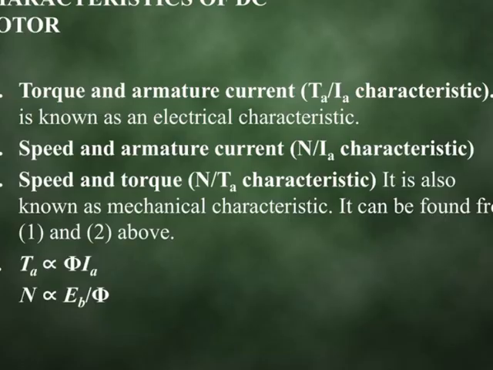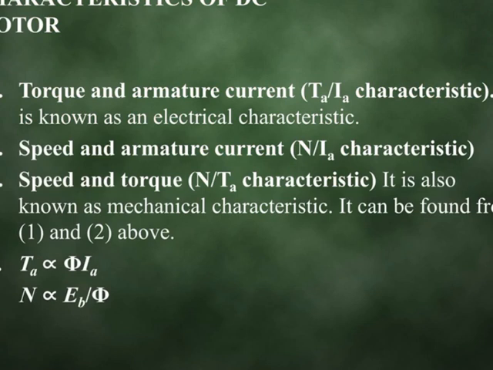Then let us discuss the characteristics of a DC motor. Whenever we discuss the characteristics of a DC motor, there are three major characteristics. One is torque versus armature current, which is also called the electrical characteristics. Then speed versus armature current characteristics, and the last one is speed versus torque characteristics, which is called the mechanical characteristics.